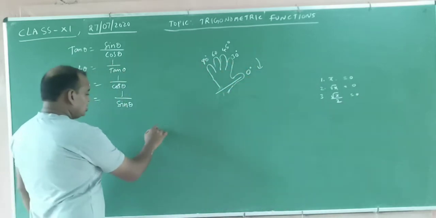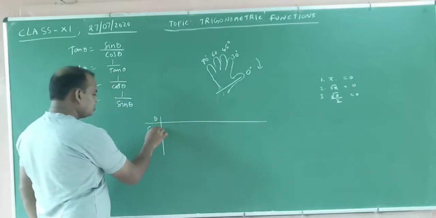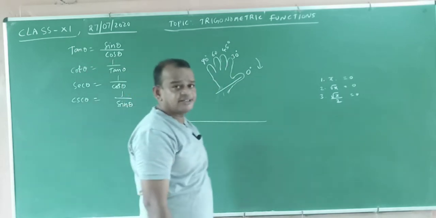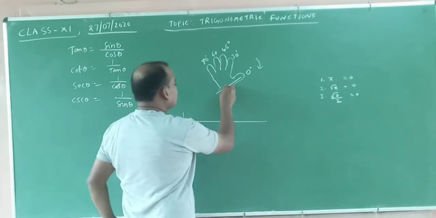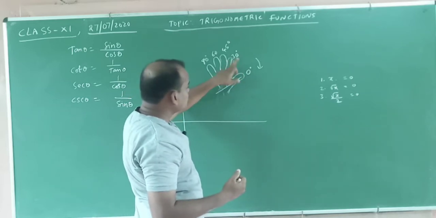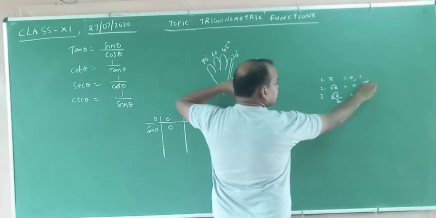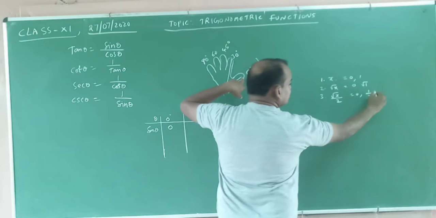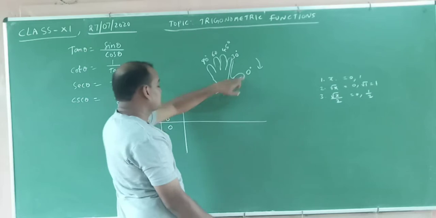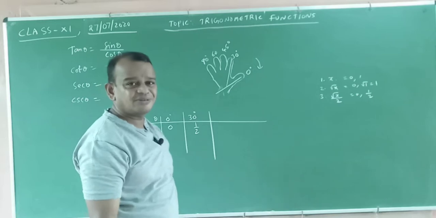Observe that theta, the function is sine 0 degrees, which means 0. Next, we take 30 degrees. From the right side of 30 degrees, how many fingers are there? 1 finger. That is the x value. The x value is 1, so root x means root 1. Root x by 2 means root 1 by 2, which is 1 by 2. So sine 30 degrees is 1 by 2. Understood or not? Say yes or no.